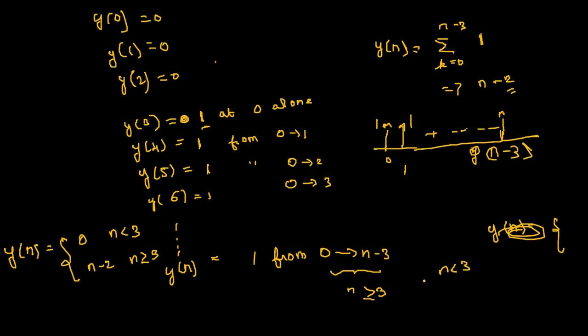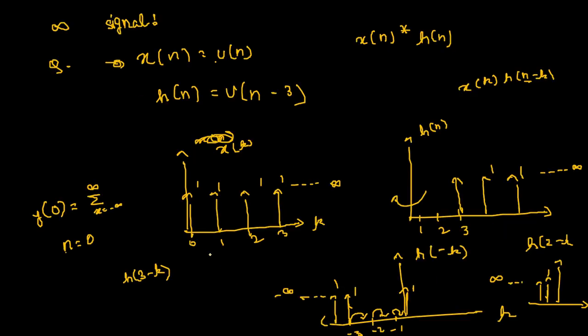So that will become 1 from 0 to 1. When I shift it by a few more units, the common region between x of k and h of minus k keeps increasing. I'm shifting it towards the right. So the more and more I shift it towards the right, the more and more I get a common region in between.